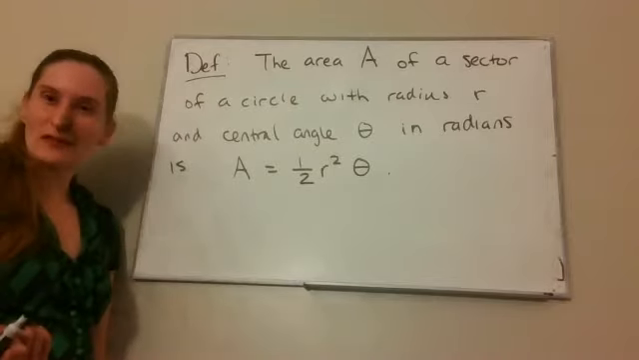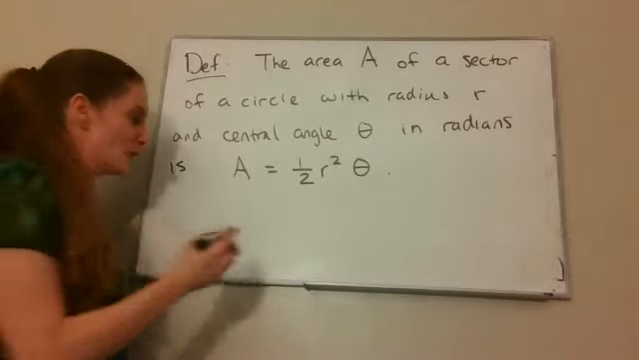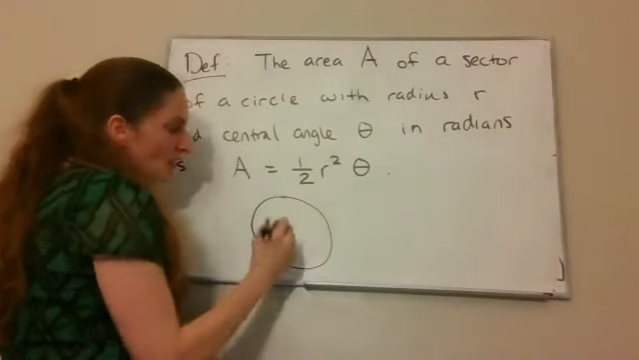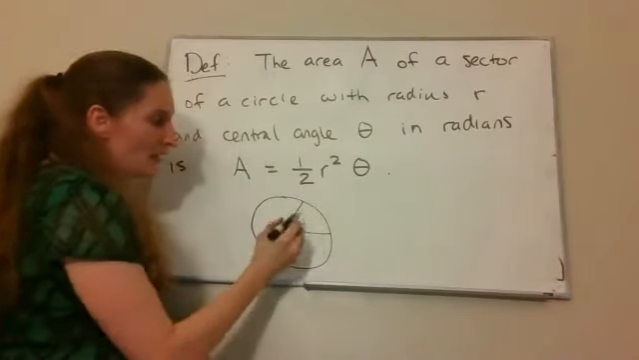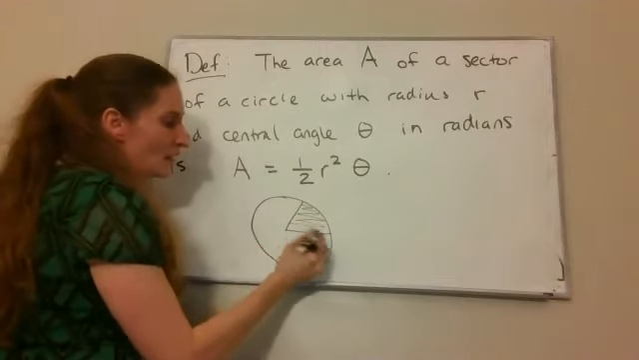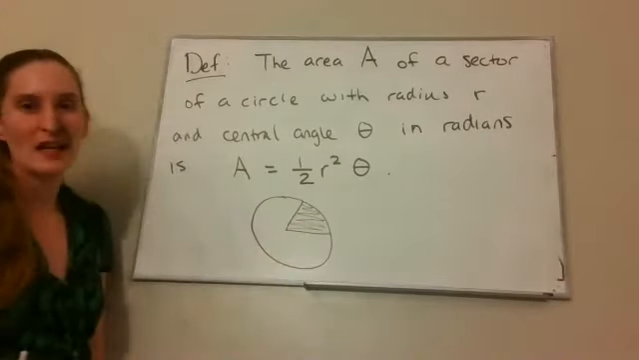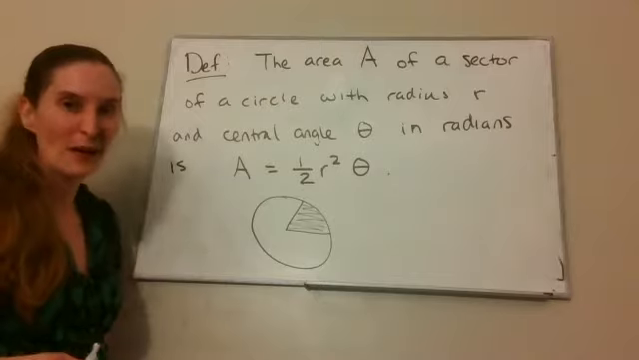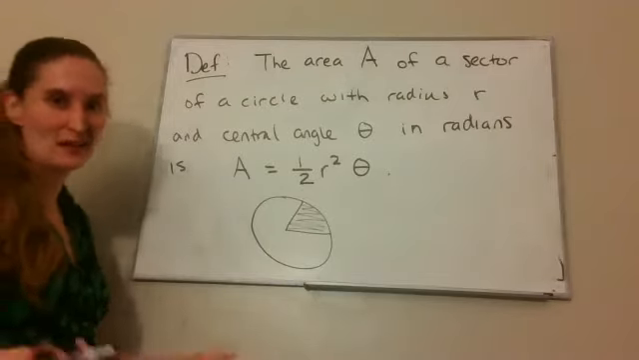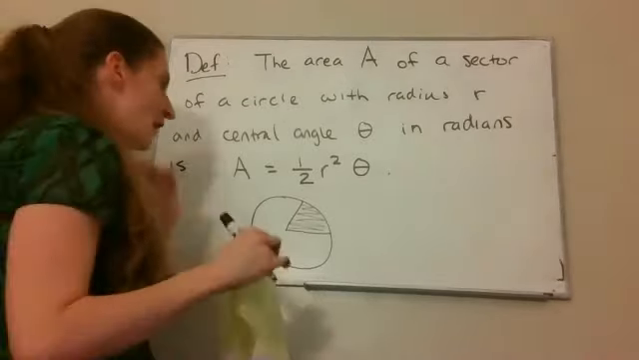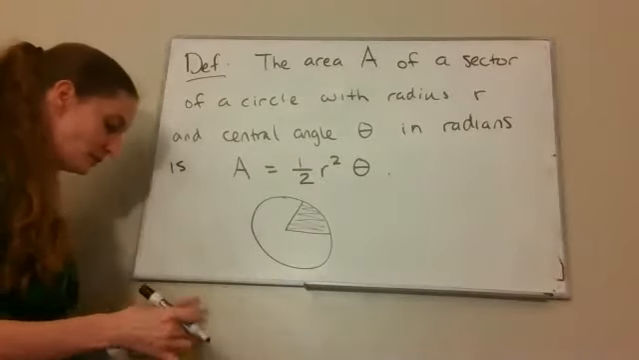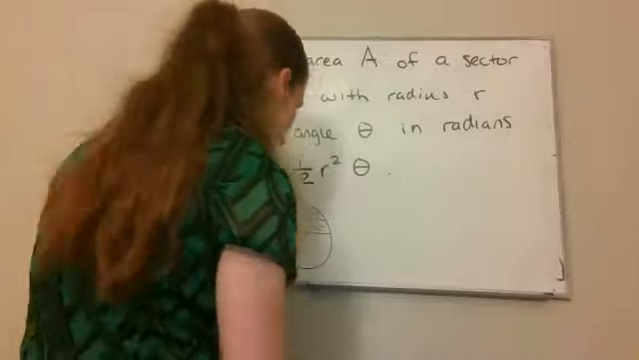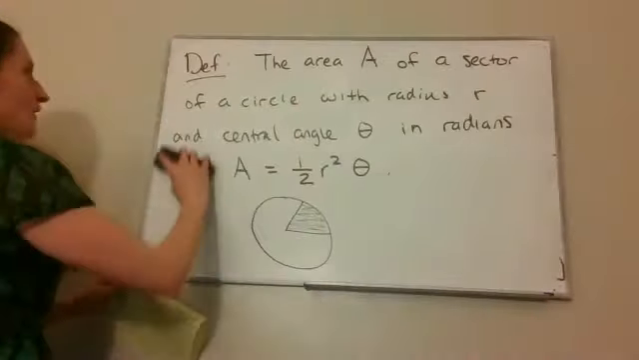Now, what is a sector of a circle? So you can understand this definition. If this is my circle, a sector is just talking about a slice. So let's just say this is my sector here. Think about slicing up a pie. One slice of pie is equal to a sector of the circle. And now we have a formula for calculating the area of your slice of pie. Let's do an example using this formula.